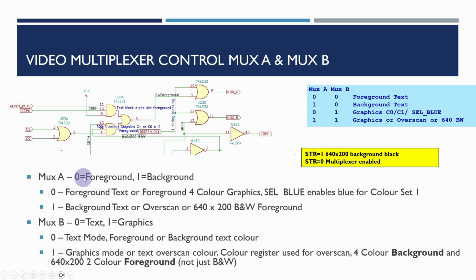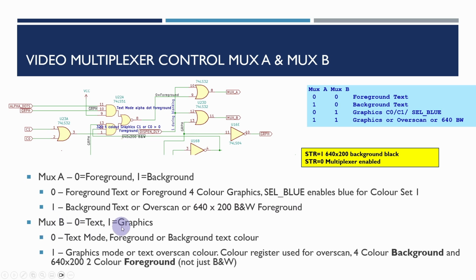So really mux A is foreground 0, background 1, and that's further amended that when in the 4-color graphics, then cell blue enables blue for color set 1, and when BW is also enabled. When it's 1, we get the background text or overscan, or in the case of 640 by 200 2-color graphics, we actually get the foreground color.